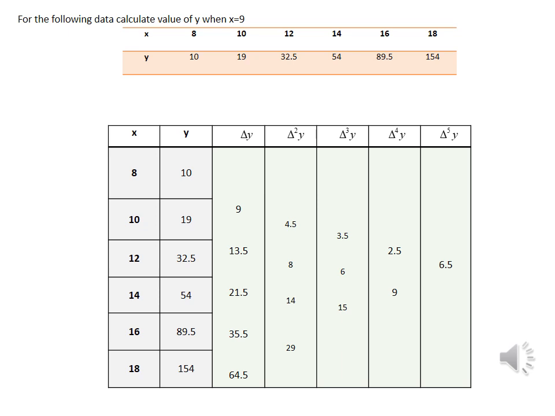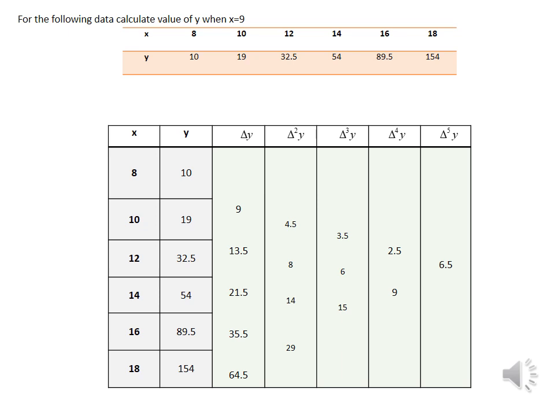For the following data, calculate the value of y when x is equal to 9. This forward method is used for finding values near x0. See here, x0 is 8, x1 is 10, x2 is 12, x3 is 14, x4 is 16, x5 is 18. Similarly, y0 is 10, y1 is 19, y2 is 32.5, y3 is 54, y4 is 89.5, y5 is 154. Now make this as a table.